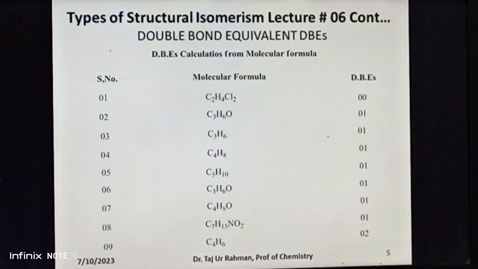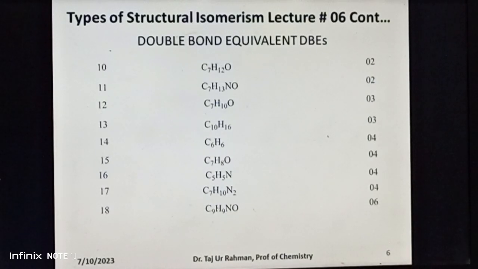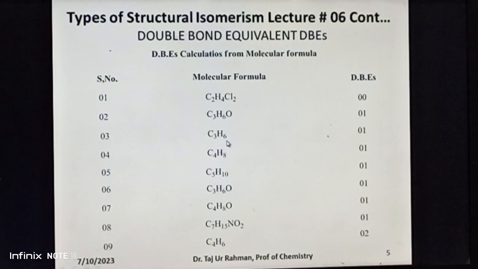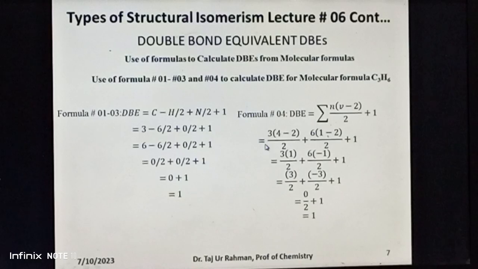Look at this table. This table shows various molecular formulas and their double bond equivalent values. These DBE values have been calculated by using the above mentioned 6 formulas. Now to explain how the DBE values have been calculated by using these formulas, let's start calculating DBE values for the molecular formula C3H6.